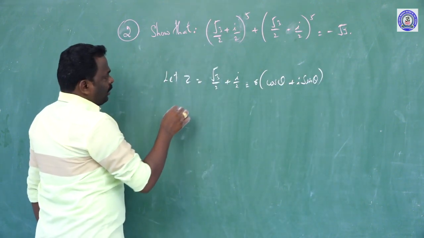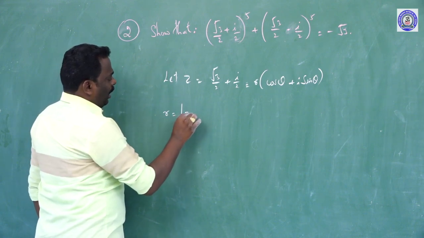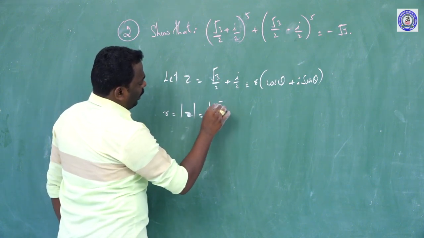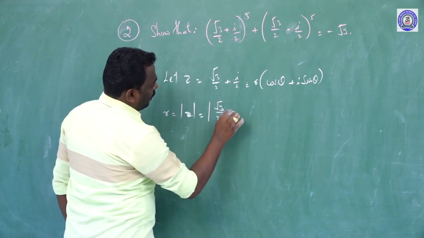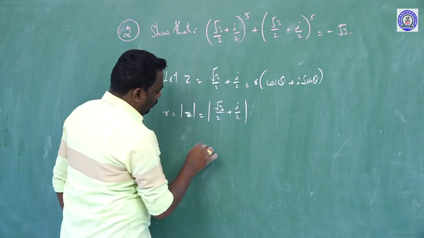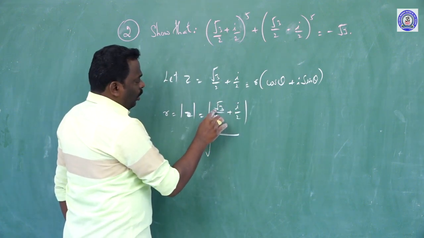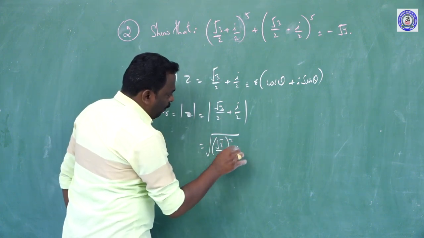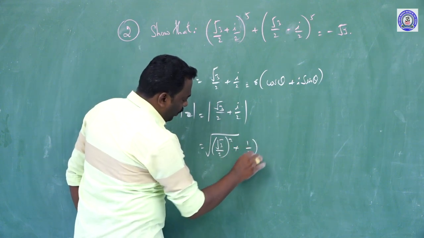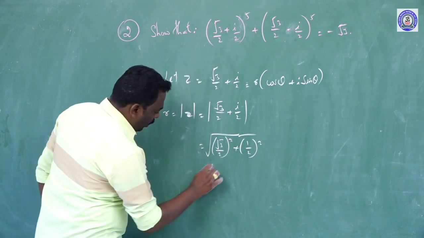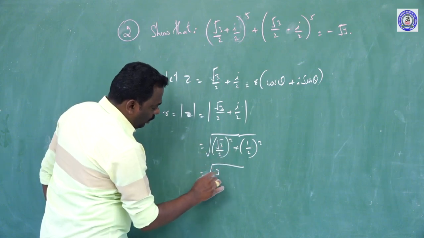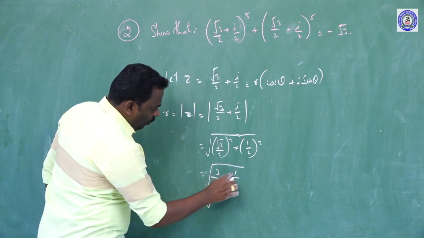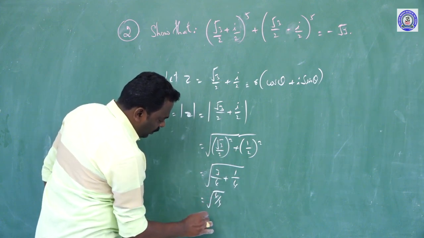Now first of all find out the modulus value, because r is equal to modulus of z. Modulus of z is equal to modulus of √3/2 + i/2, that is equal to the square root of real term (√3/2) whole square plus imaginary term (1/2) whole square, that is equal to square root of 3/4 plus 1/4, that is equal to square root of 4/4, that is equal to 1.